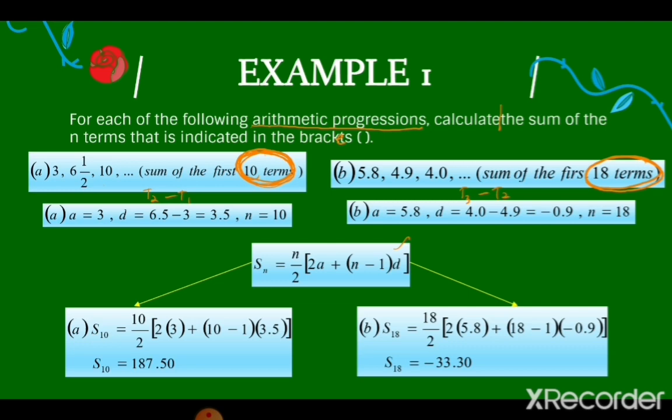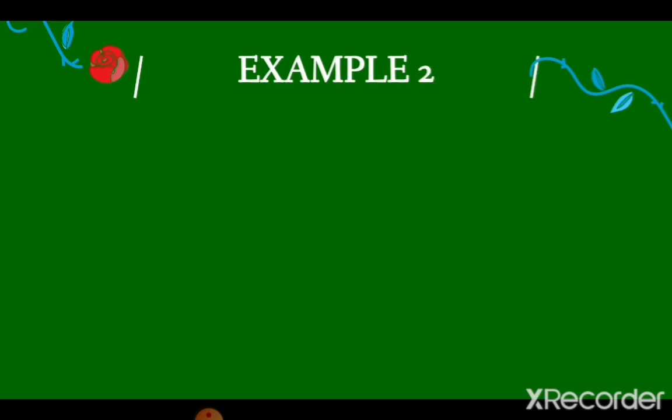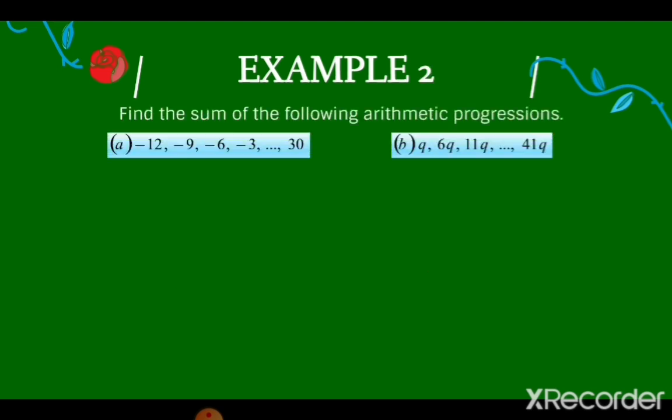Okay, so we can conclude that the sum of the first terms in an arithmetic progression does not only contain positive values, it can also be a negative value. Okay, this is the simple one. Okay, let's look at example 2.